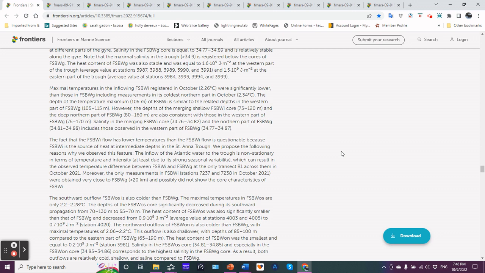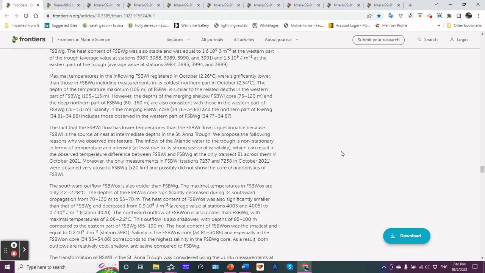Maximum temperatures in the inflow in October were significantly lower than those in the gyre. Well, it makes sense. It's kind of cooling down, right? Including measurement in the coldest part. The depth of the temperature maximum, 105 meters, of FSBW inflow is similar to the related depths in the western part of the gyre. However, the depths of the merging shallow inflow core and the deep northern part are also consistent with those in the western part. So they're just really getting into the minutiae and so forth.